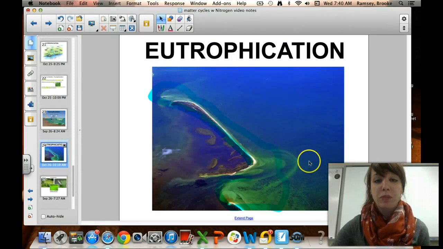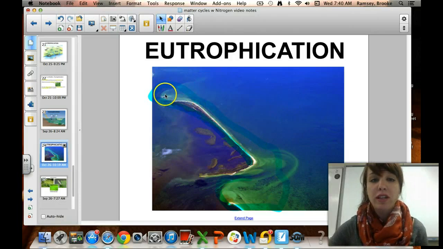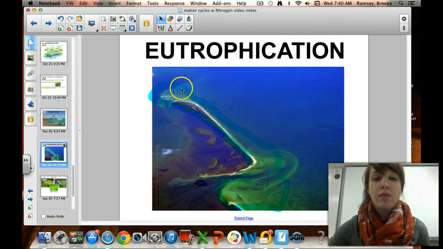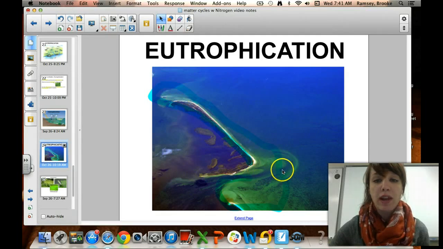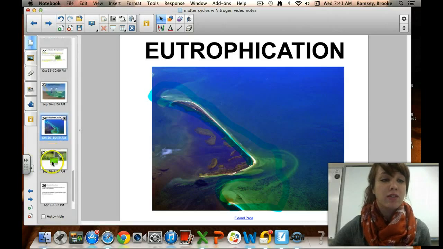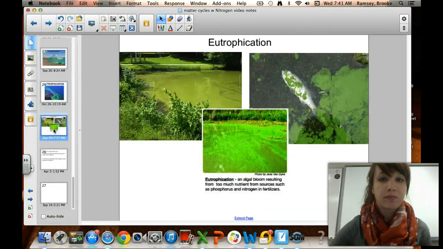And this is a really good picture. This is in the Gulf Coast, and you can see all this green here is algae bloom, and that's because all that nitrogen and all the other nutrients that we put into the soil in our farming ecosystems have run off into the ocean and have caused this algae bloom. And so when that algae dies and decays, it's going to deplete the oxygen in the water and prevent other things from growing and surviving.